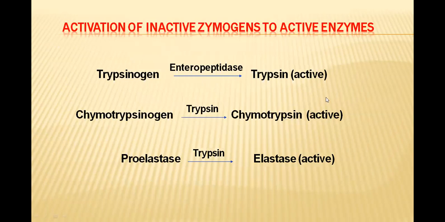In this slide, we can see how these inactive zymogens are converted into active enzymes. Trypsinogen is the very important one. This trypsinogen is converted into trypsin with the help of the enteropeptidase enzyme. Some amount of trypsin formed initially will stimulate the remaining trypsinogen to form trypsin. This reaction is called autocatalysis. Once trypsin is formed, it will act on chymotrypsinogen and proelastase to convert them into chymotrypsin and elastase respectively.